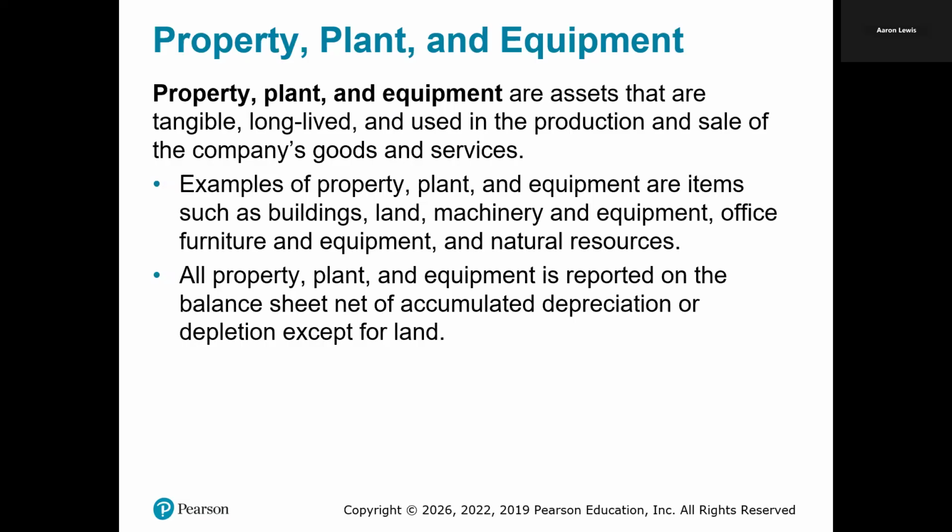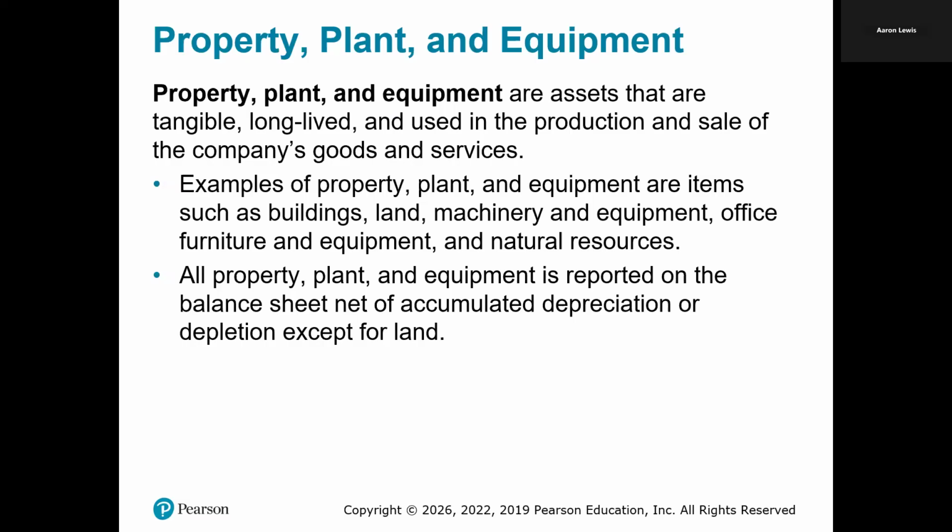So everything you can think of that is a physical, tangible asset that production companies use or are located on or operate within or any of that stuff would go here. Buildings, land, machinery, equipment, furniture, natural resources, etc. All of these get reported on your balance sheet as a piece of property, plant, and equipment.